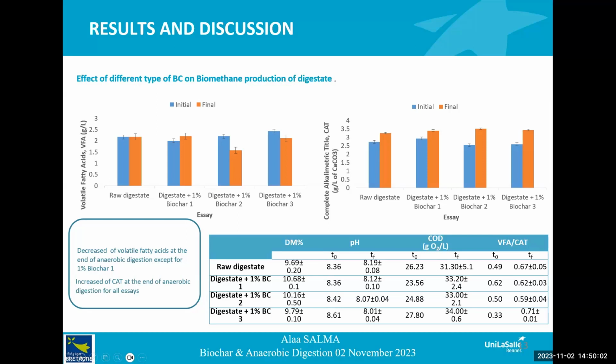to complete alkalimetric title. So we have a decrease in the pH, but still in the optimal range for the methane production. We have an increase in the chemical oxygen demand at the end of the process. And this is likely due to the incomplete degradation of the matter. And for the stability of the process, we look at the volatile fatty acid to complete alkalimetric title ratio. And we can see an increase in the ratio, which suggests a stability of the process.